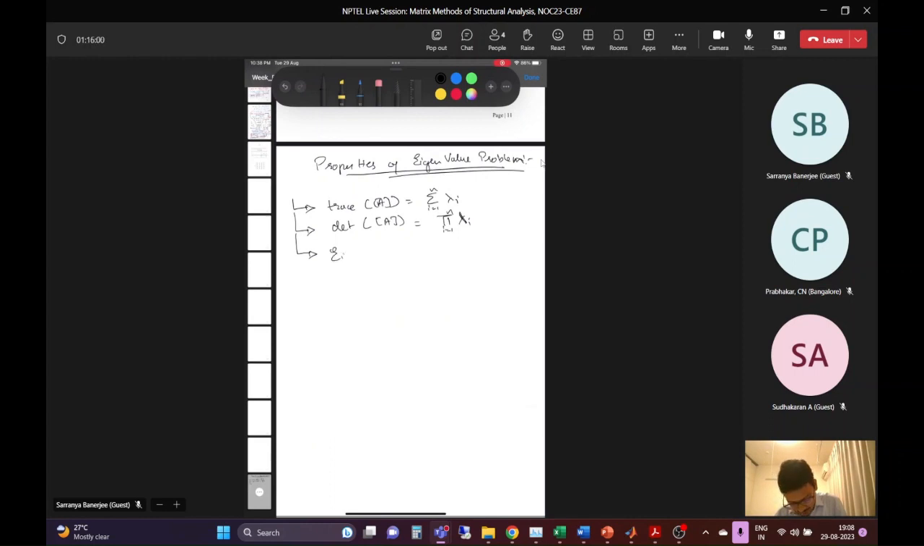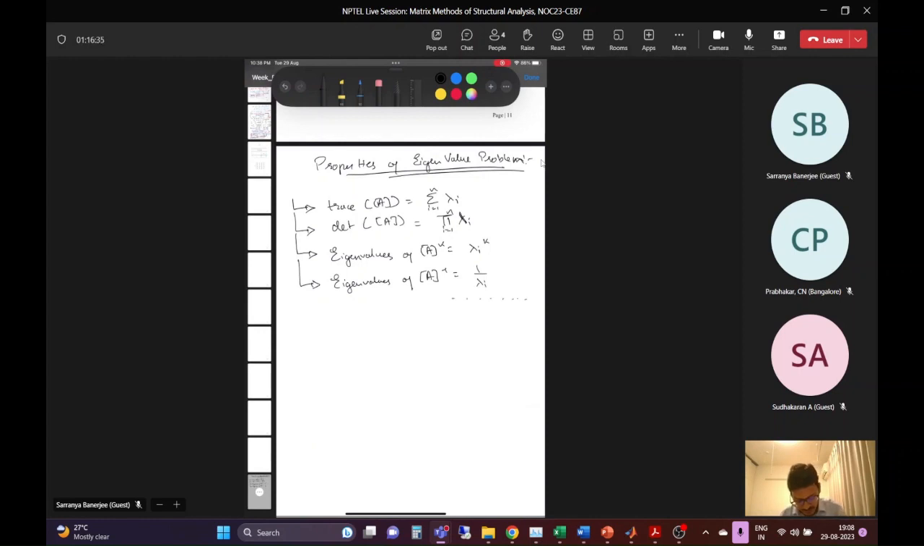Then the next property is that the eigenvalues of A to the kth power would be this. Okay, these are all properties. These have some proofs which don't have enough meaning in our applied knowledge. Okay, similarly, the inverse of A will have 1 by lambda i. Okay, so there are numerous properties like this.